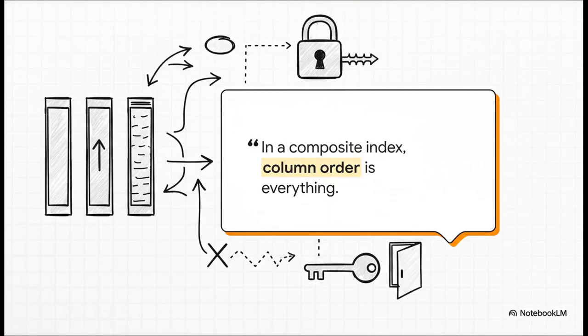This might be the single most important rule to remember about these things. In a composite index, the order you list the columns in is everything. It literally determines if the index can be used or not.